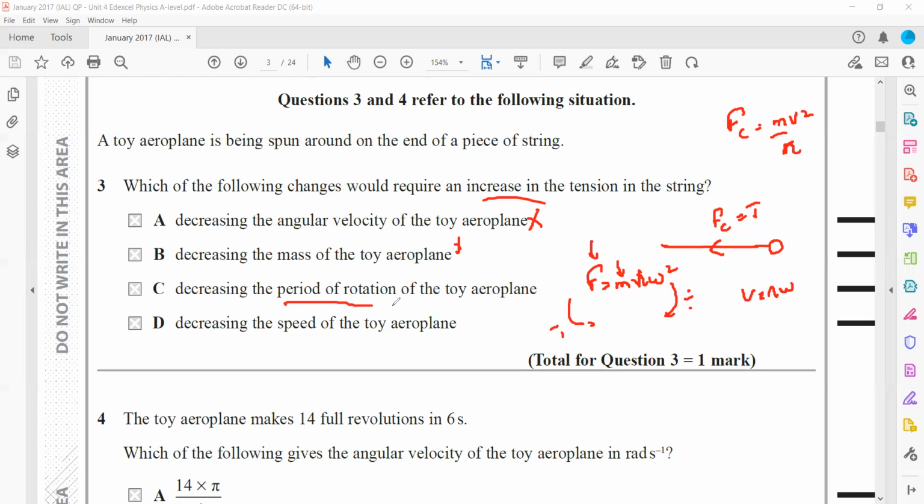Decreasing the time period of rotation. Look, what is the effect of the time period? The formula is omega equals 2 pi f, or 2 pi divided by T. If the time period is decreased, it means omega will increase. If omega increases, what happens to the tension or the centripetal force? That will also increase. So C will be the right answer. Is it clear, this one?